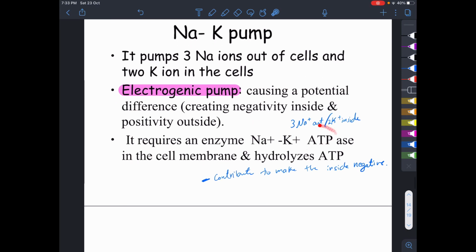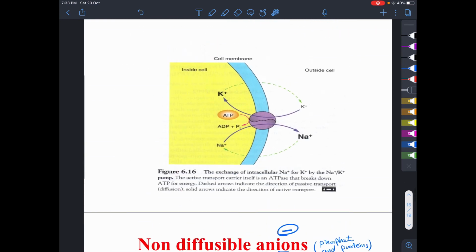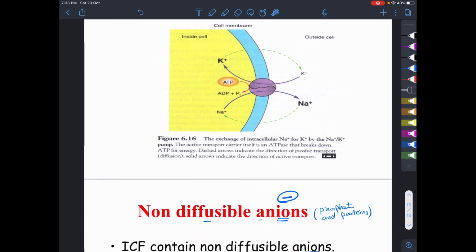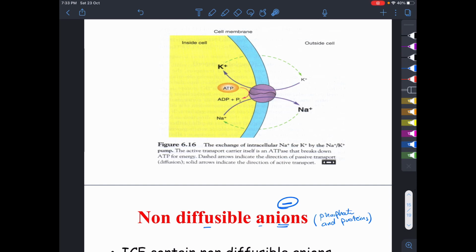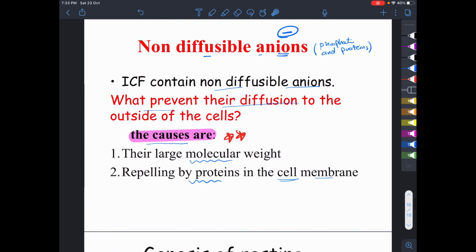It also requires the ATPase in the cell membrane that hydrolyzes ATP so the NaK pump can perform its activity and function against the electrochemical gradient. That is why it needs ATP to help in transport. As you can see here, 2 potassium enter and 3 sodium go out. Good. So it's actually an active way of transport.